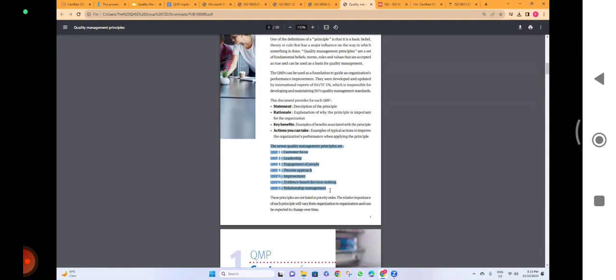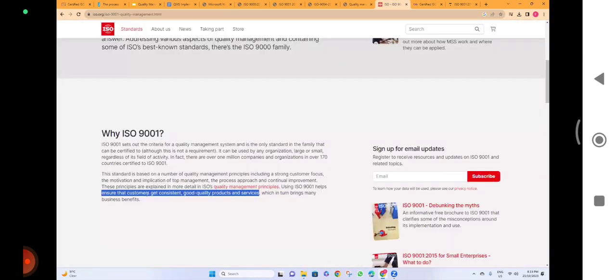So in that case, everything that I'm going to explain, we want at the end of the day to have a quality management system that meets these principles. If we meet these principles, then we can ensure that customers get consistent and good quality products and services. I'm going to come back to this concept later on. At this point, I just wanted you to understand why I need ISO 9001. What is in it for me?